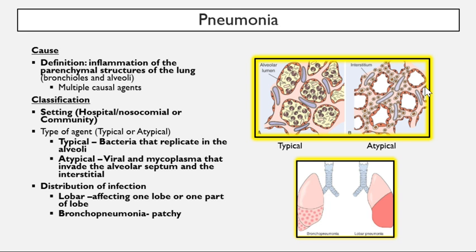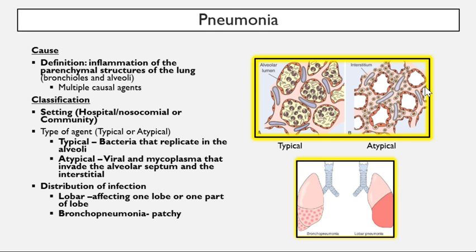We also have pneumonia. This is infection of this area. It's not the alveoli, but it's kind of underneath that. It's the parenchymal structures of the lungs, but it also can be the bronchioles and the alveoli. There are multiple causal agents that cause pneumonia, and we'll talk about Mycobacterium tuberculosis as one of those in the next slide. But there are multiple things that cause pneumonia.